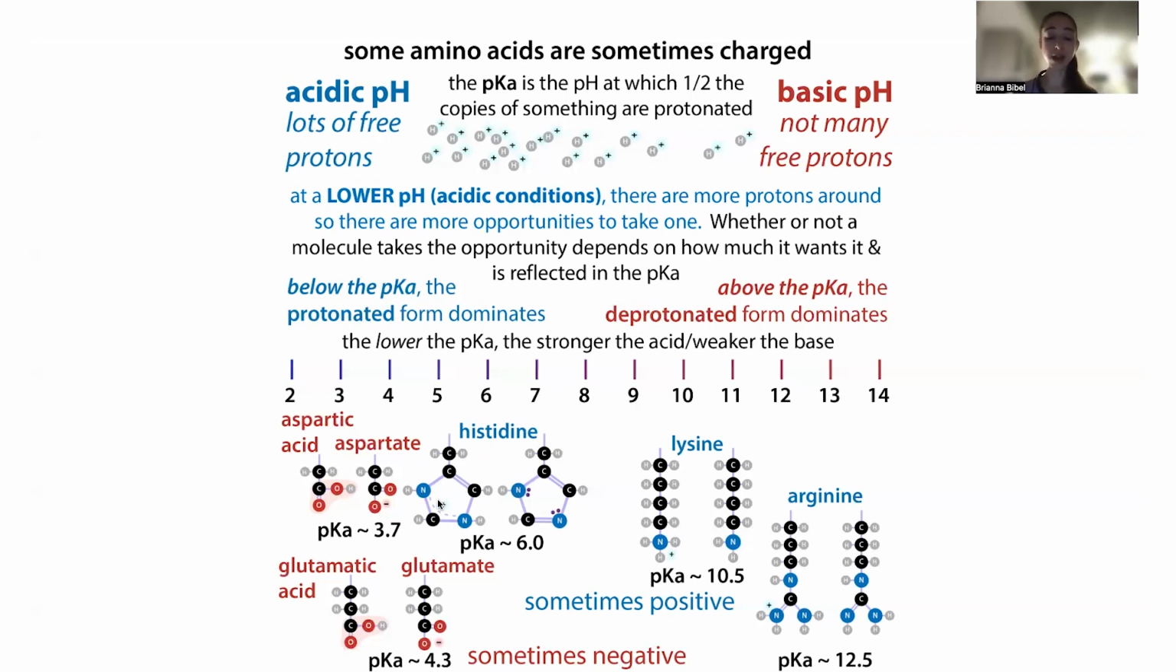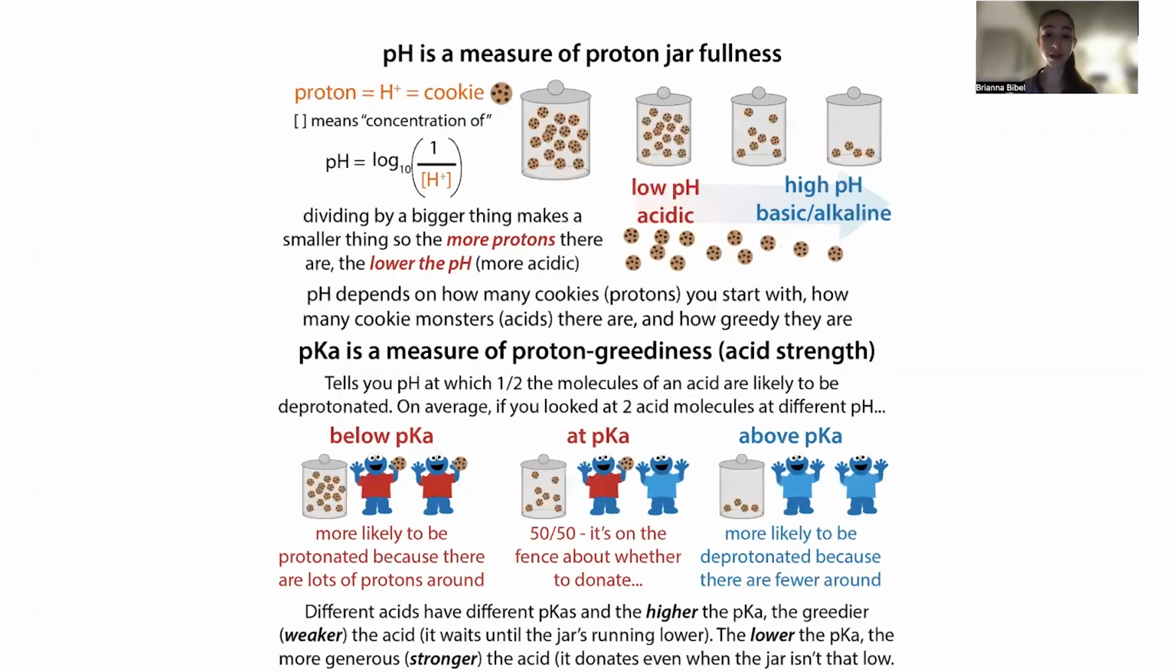These are more likely to be positively charged at a lower pH, where you have a higher proton concentration. In the case of histidine, it has a pKa of around 6, and the pKa corresponds to the pH, or concentration of protons, at which half of it is going to be protonated and half of it is going to be deprotonated.